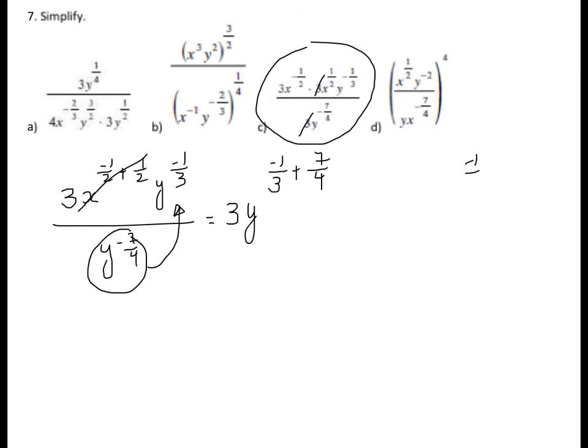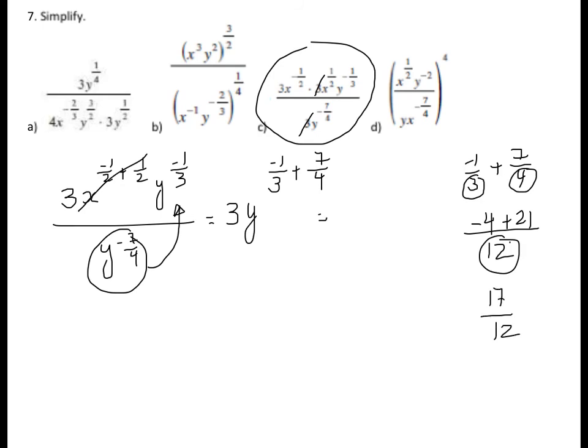Now, negative 1 over 3 plus 7 over 4. I use the common denominator of 12. 12 divided by 3 gives you 4. And then you multiply negative 1 by 4, you get negative 4. 12 divided by 4 gives you 3. You multiply 7 by 3, you get 21. Negative 4 plus 21 is 17 over 12. So you get 3y exponent 17 over 12.